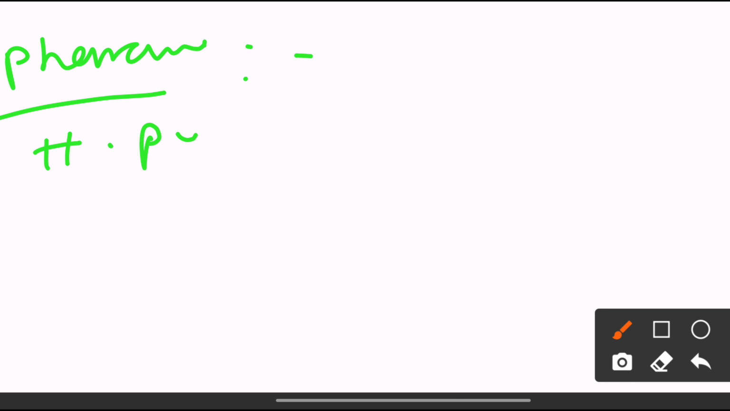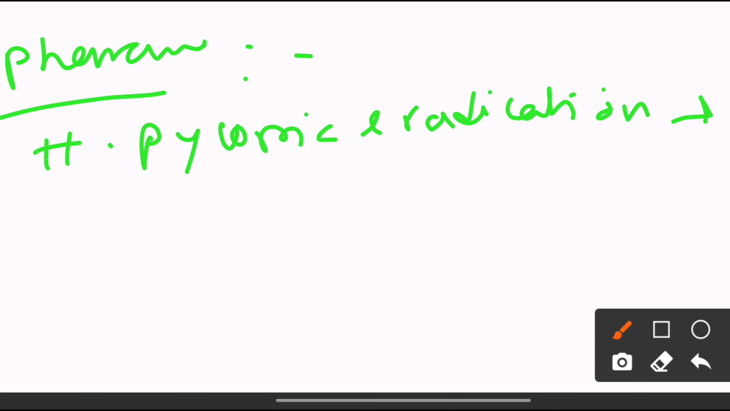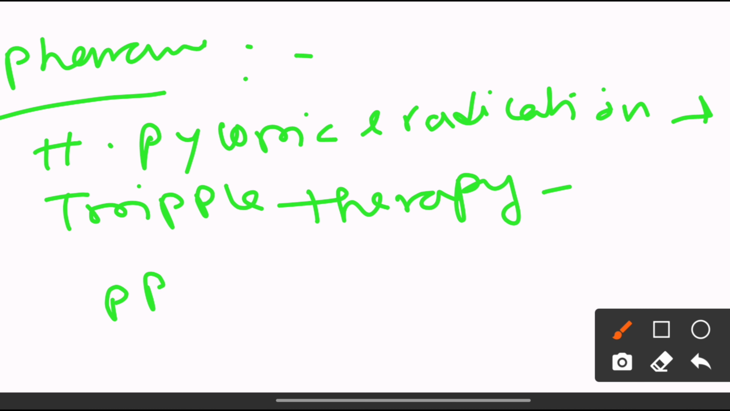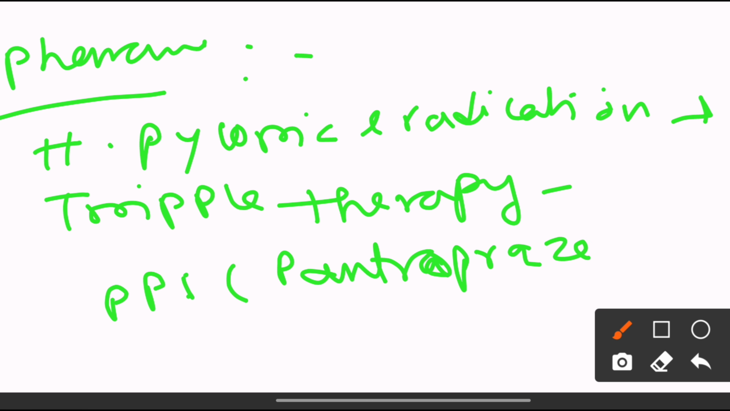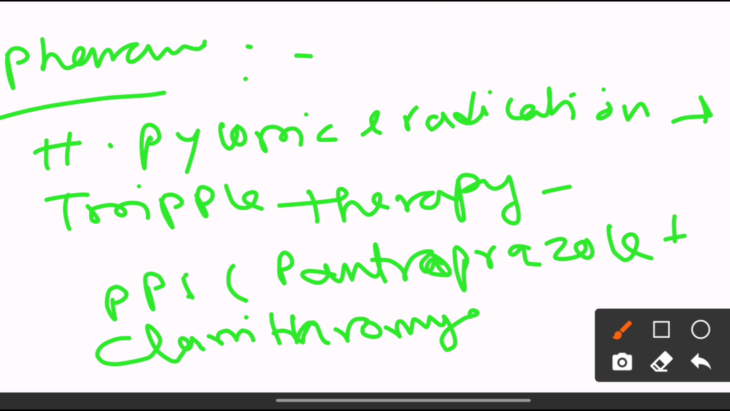Pharmacological treatment. For H. pylori eradication, we use triple therapy: a PPI like omeprazole or pantoprazole, plus clarithromycin, plus amoxicillin. The duration is 14 days.